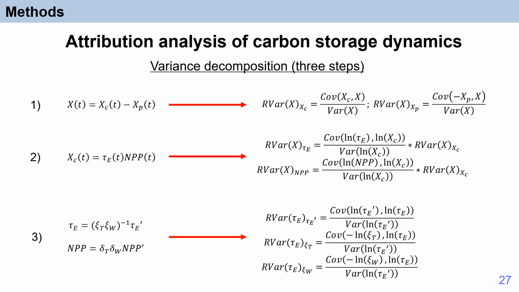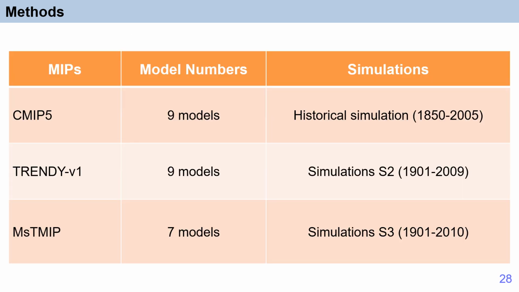The right side shows the equations for each step. I will not go into much detail. Here only shows equations for carbon residence time, but NPP is the same. The three MIPs are CMIP5, Trendy, and MISMIP.